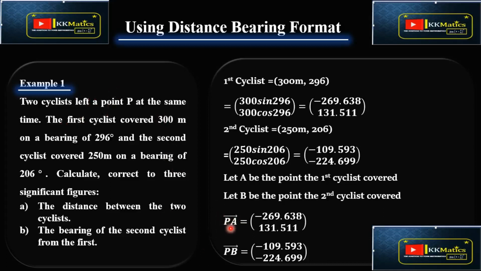So PA is this value. Remember, the two cyclists left a point at the same time. The first cyclist left from P and arrived at a particular point, and let's say that point is A. The same applies to B. So we have vector PA, which we found, and vector PB, which is this one. The next thing we do is to add them.